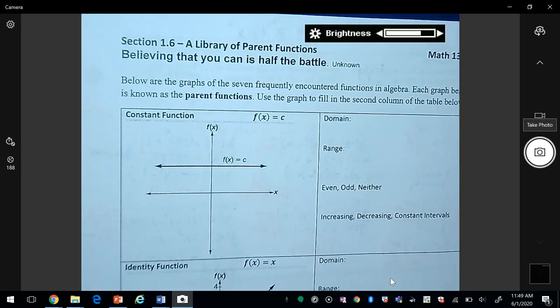Section 1.6, a library of parent functions. Believing that you can is half the battle, unknown.